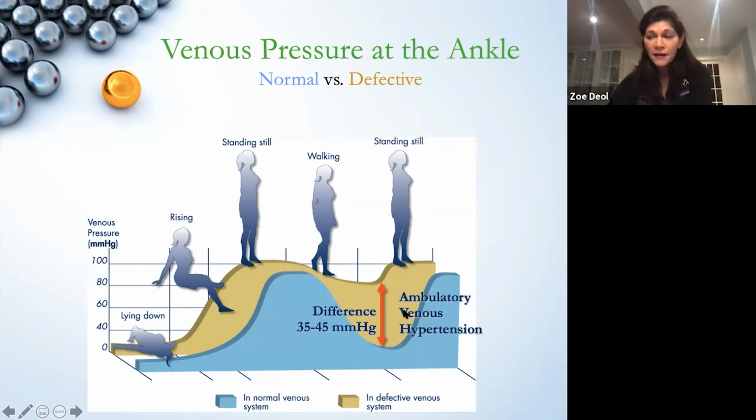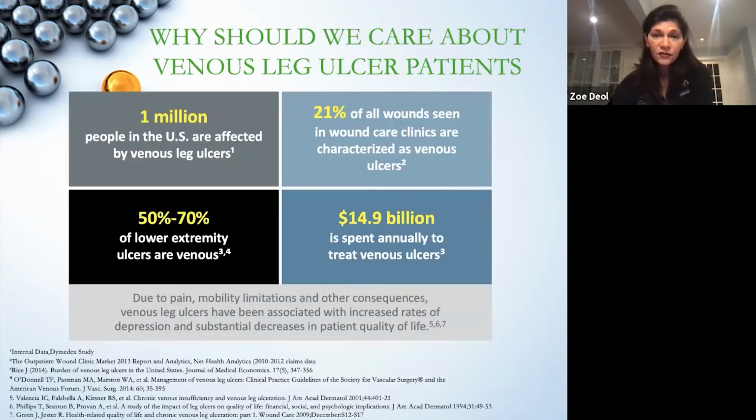It's also why compression garments are important. They're not going to prevent or reverse the disease, but it can certainly minimize the damage done to the skin and prevention of ulcers. Why are ulcers important? $15 billion a year are spent on ulcers. This does not include the venous portion of the treatment.